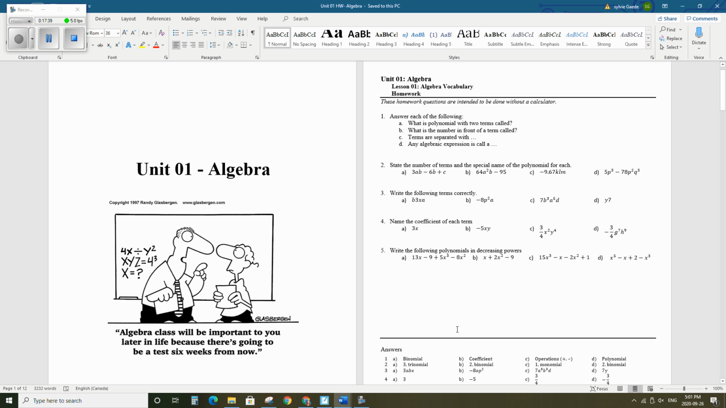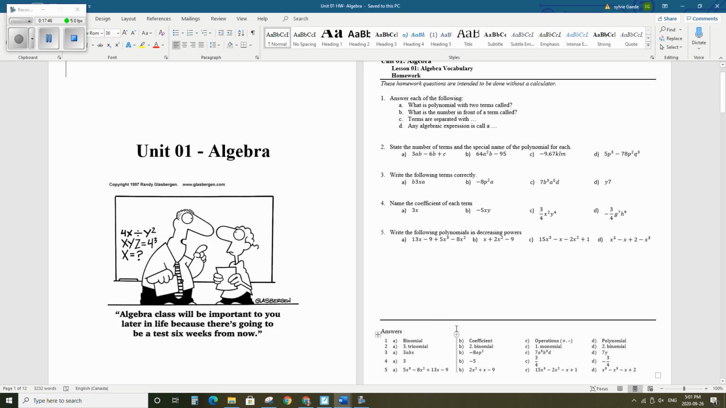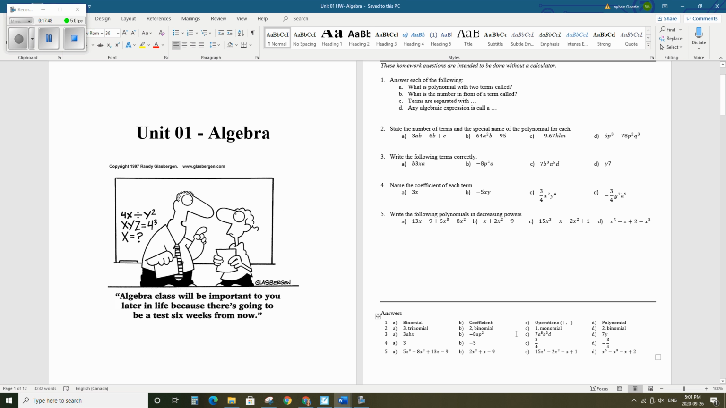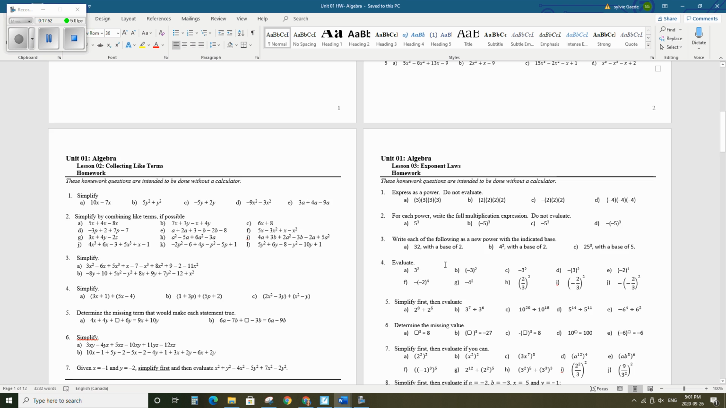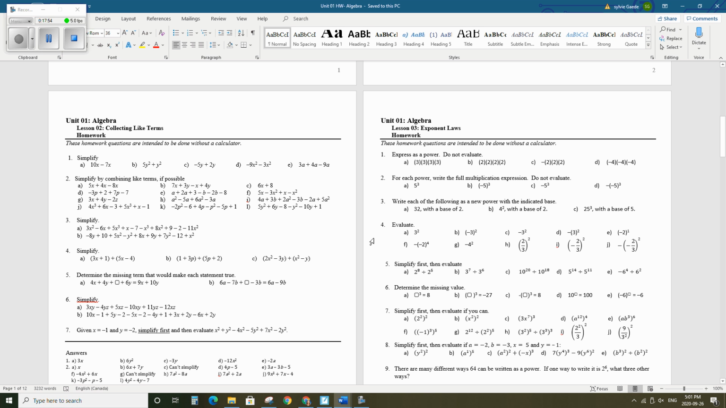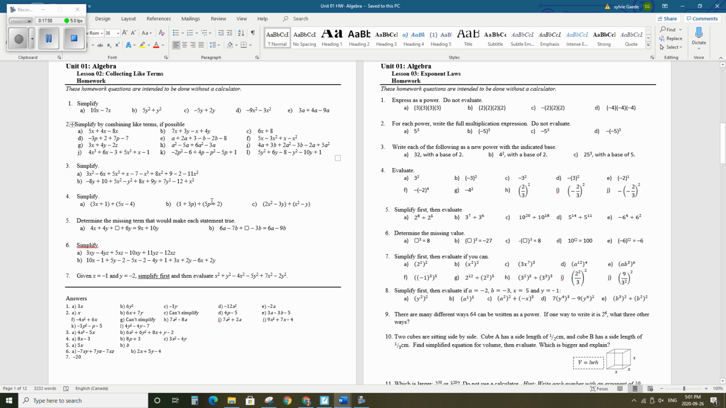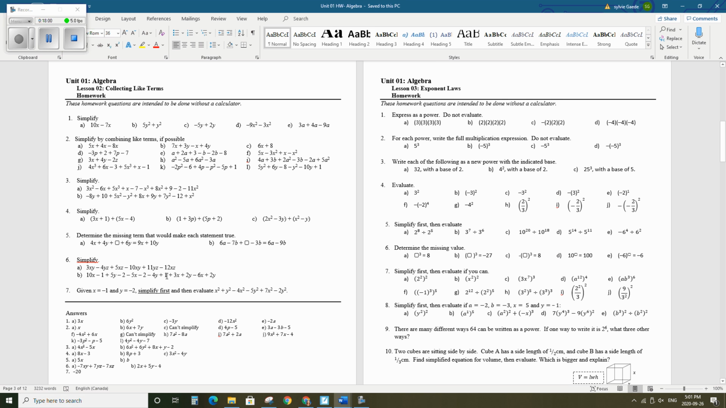Some of them require you to show some work, and some of them are just one line, so there's no work required. If you're not sure about an answer, make sure that you ask me for help so that when it's time to have a quiz, you're comfortable with answering these questions. And then you're also doing the second lesson, Collecting Like Terms. Again, the answers are at the bottom. Some of them you're going to have to show work.